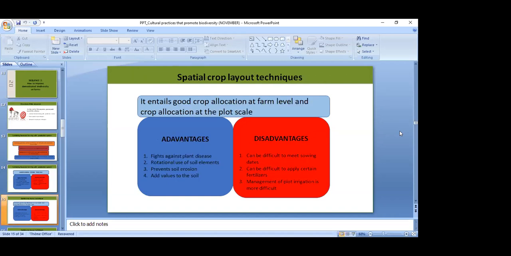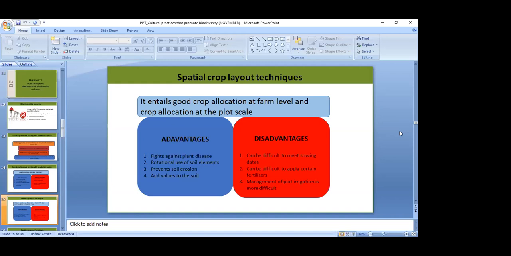So to spatial crop layout techniques now, it entails good crop allocation, I've explained, at farm level and crop allocation at the plot level. And the advantage of spatial crop layout techniques, it fights against plant diseases. When you do a spatial crop layout, you have a fight against plant diseases, rotational use of soil elements.